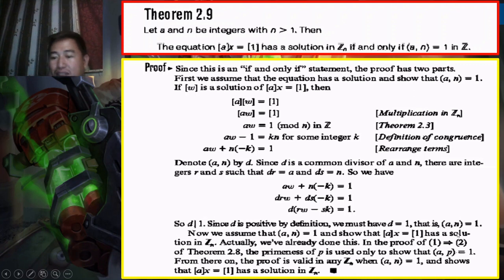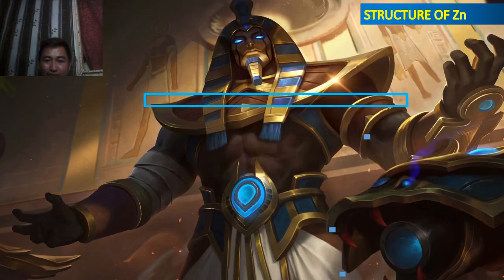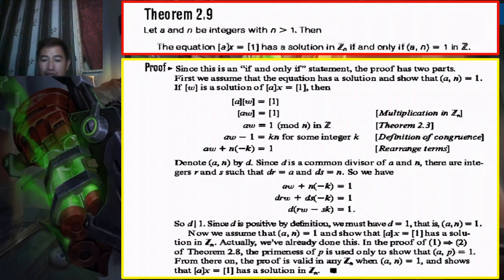Okay, syempre, the GCD of A and N is equal to 1. We are done with part 1. Now, sa part 2, ang converse na ta class. Suppose na bunta ning GCD kanitong i-show na siya solution. Now, we assume that GCD of A and N equals 1, and show that AX equals 1 has a solution in Zn.